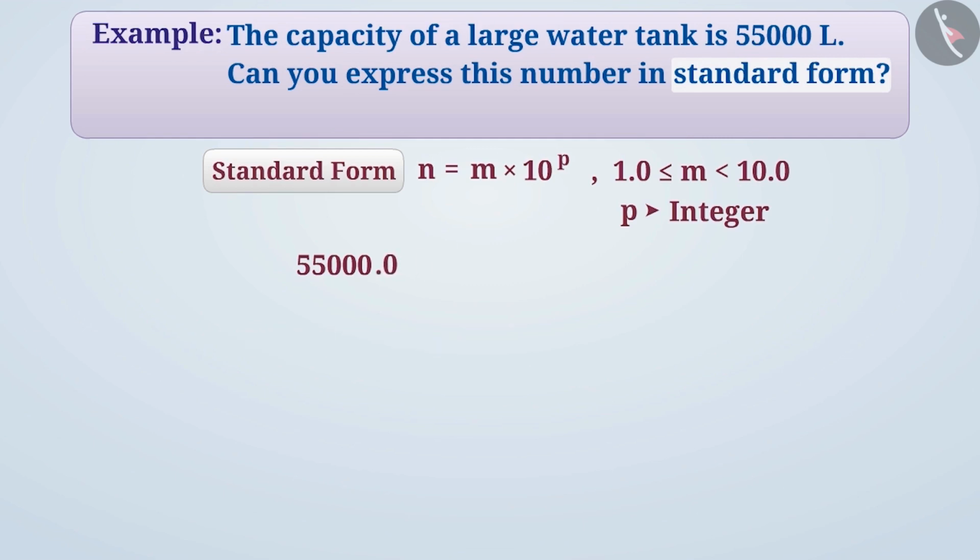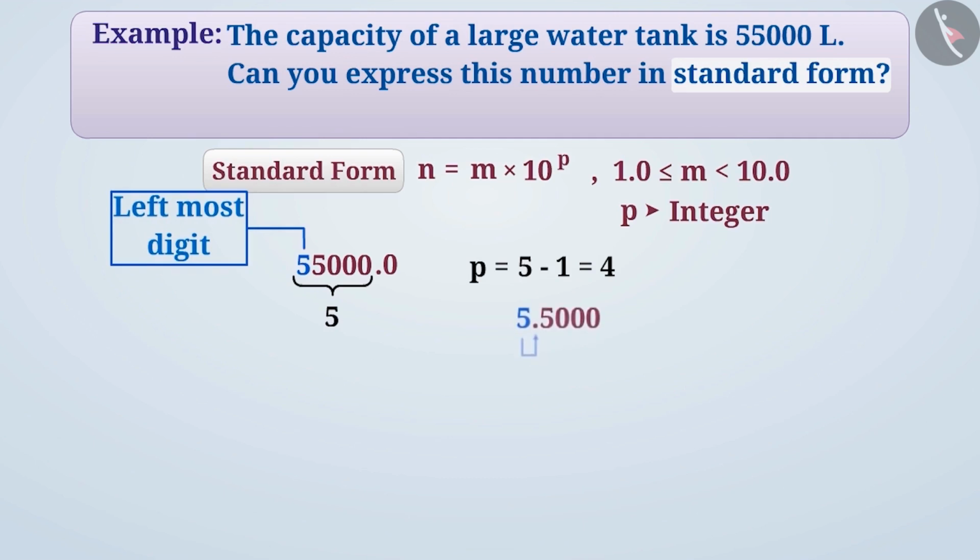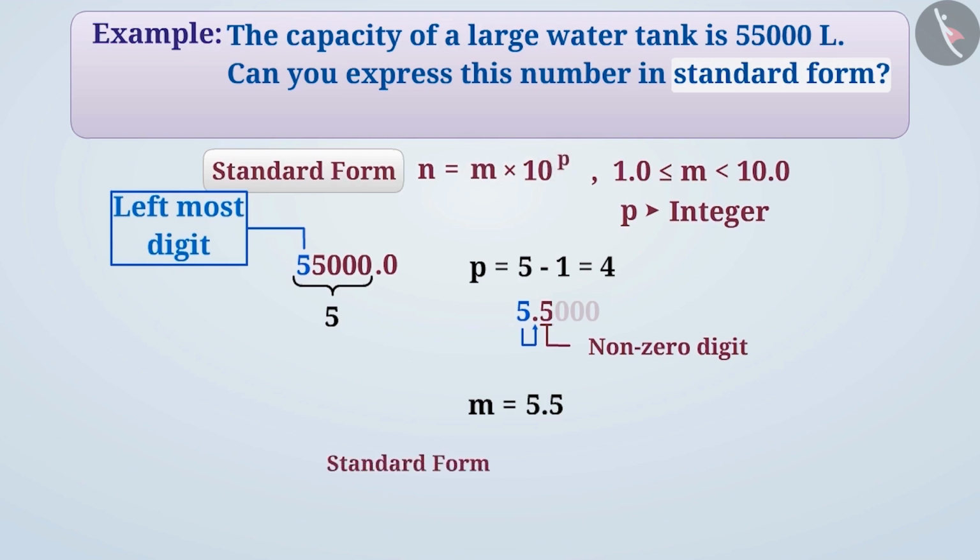Now, we can see that there are a total of 5 digits to the left of the decimal point. By subtracting 1 from 5, we get the value of p as 4. Next, we will place the decimal point to the right of the leftmost digit of the number. Then, we will ignore all zeros placed after the decimal point. This will give us the value of m as 5.5. Now, using the value of m and p, we can write the standard form of the number as 5.5 into 10 to the power of 4.